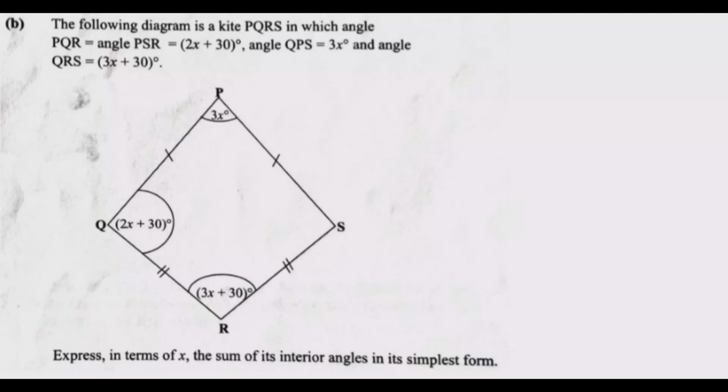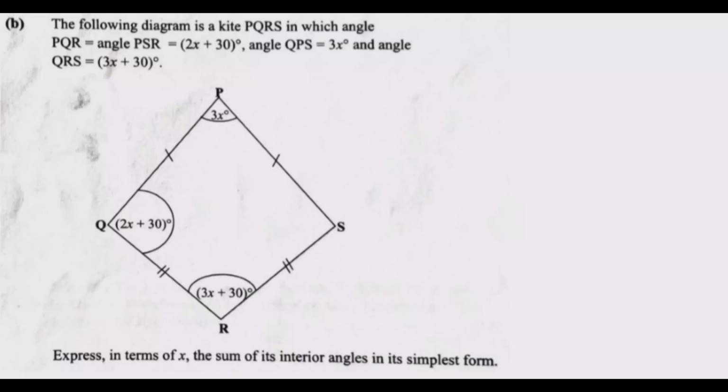Okay, so the question is, the following diagram is a kite PQRS in which angle PQR is equal to angle PSR, which is equal to 2x plus 30 degrees. Angle QPS is equal to 3x degrees, and angle QRS is equal to 3x plus 30 degrees. Okay, so what we can do is come to the diagram and study the diagram. We take note of those angles and the sides.